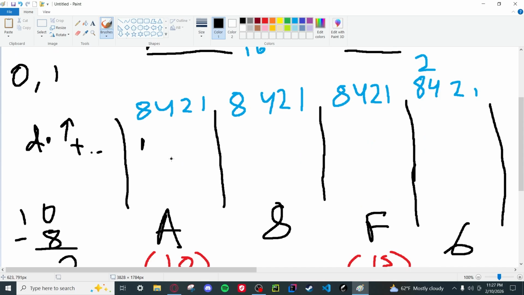If we have a 1 for 4, will we go over? Yes, we will. Put a 0. If we have a 1 for 2, will we go over? No, we won't. Put a 1. 1 for 1, we won't go over. 1, 0, 1, 0.